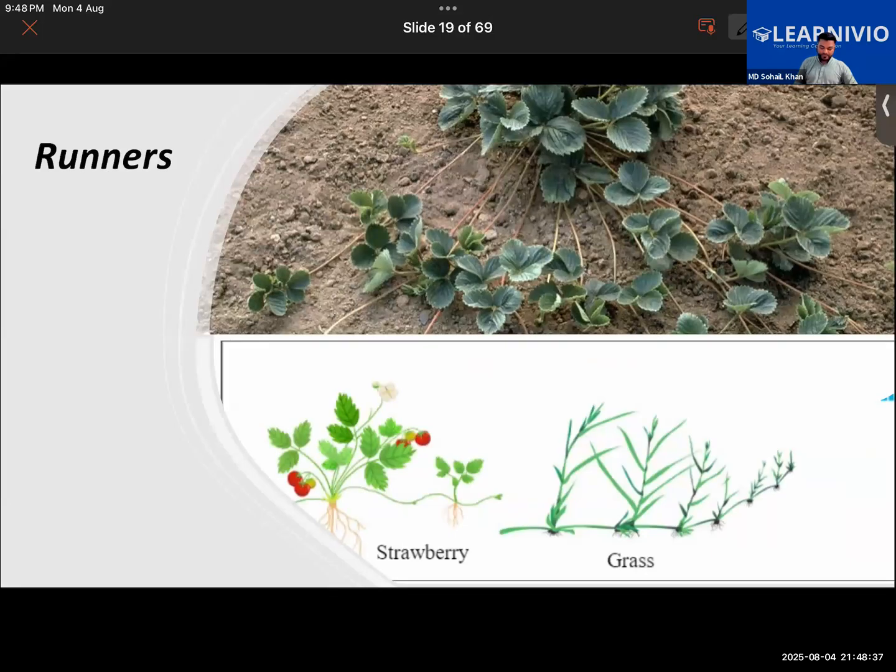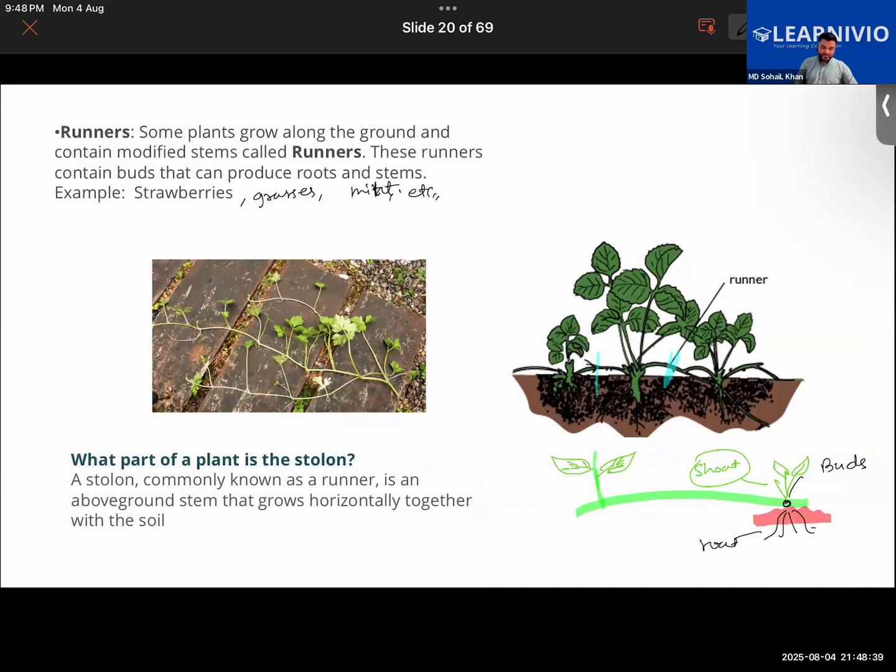Then we learned about the runners. Some plants grow parallel to the ground, very close to the ground. They have horizontal stems that grow close to the ground, and they have special tissues called buds, out of which roots will grow, right? And a new plant can grow. You can even cut it from the main plant, like this baby plant.